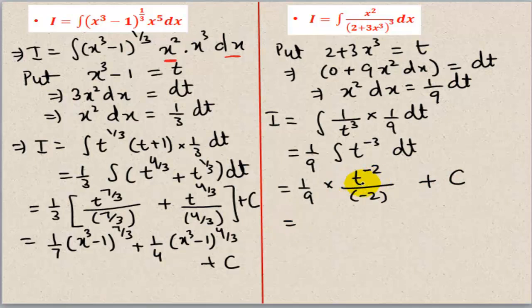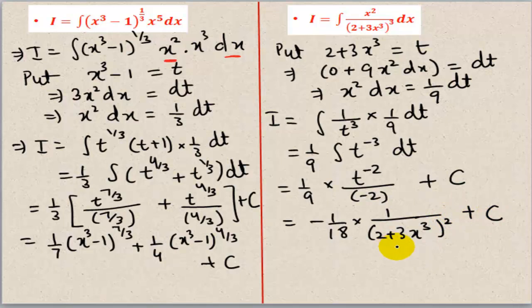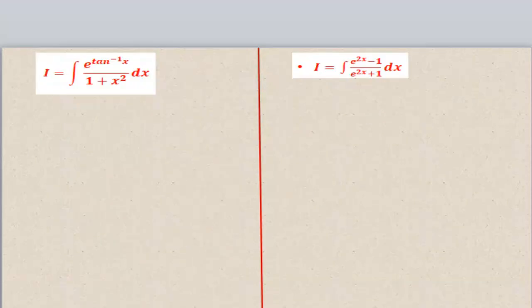Now replace t by its actual value and do the needed simplification. 9 into minus 2 gives us minus 18 in the denominator. We can write it as 1 over 18, and t with the exponent minus 2 can be written as 1 over t with an exponent 2. Now t is 2 plus 3x cube and this with an exponent 2 plus constant of integration. So this is the required integral. Now moving on to another example.